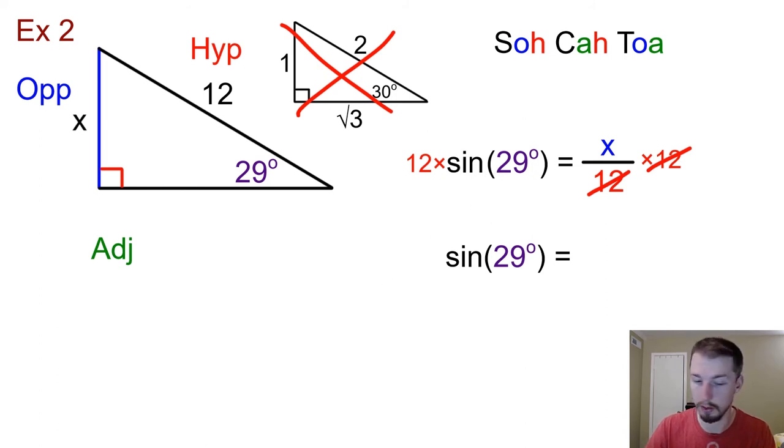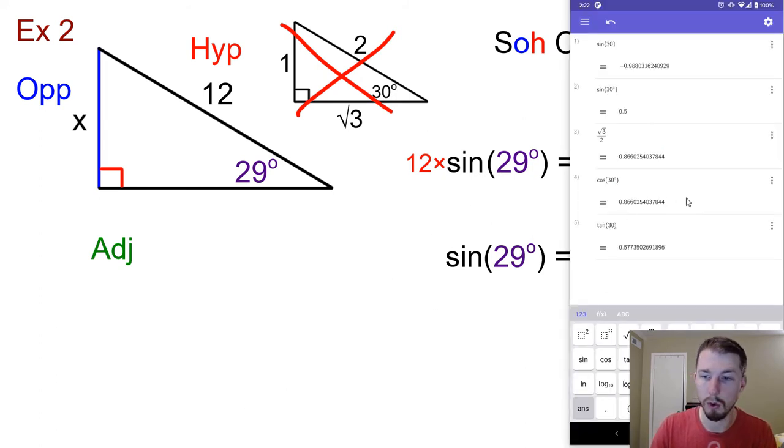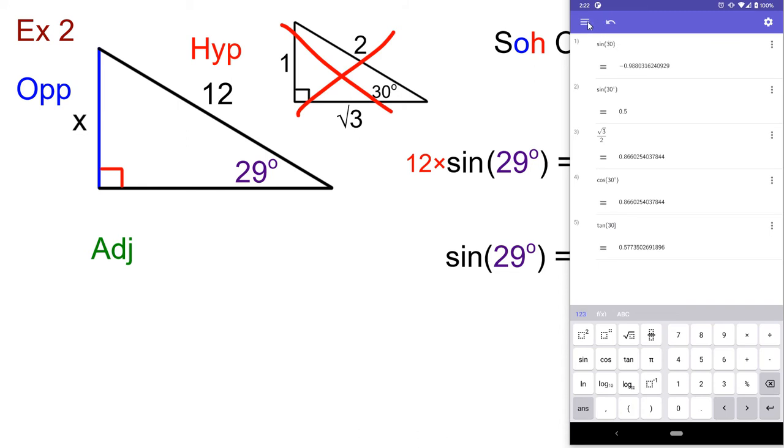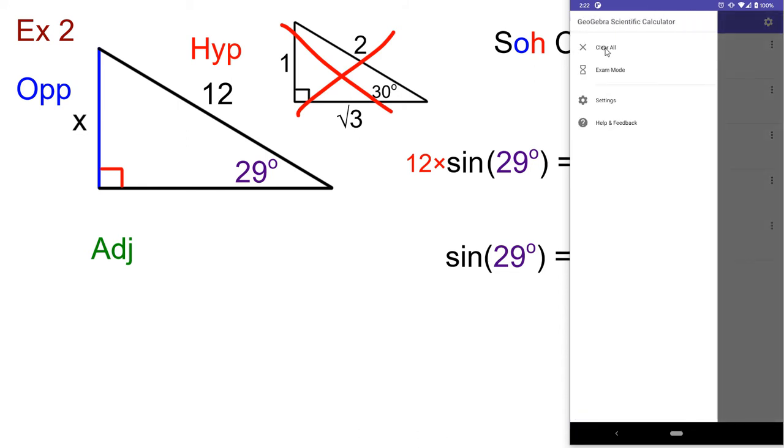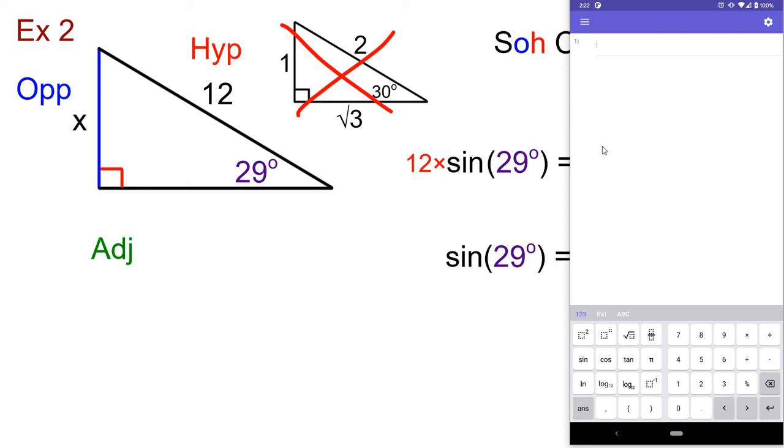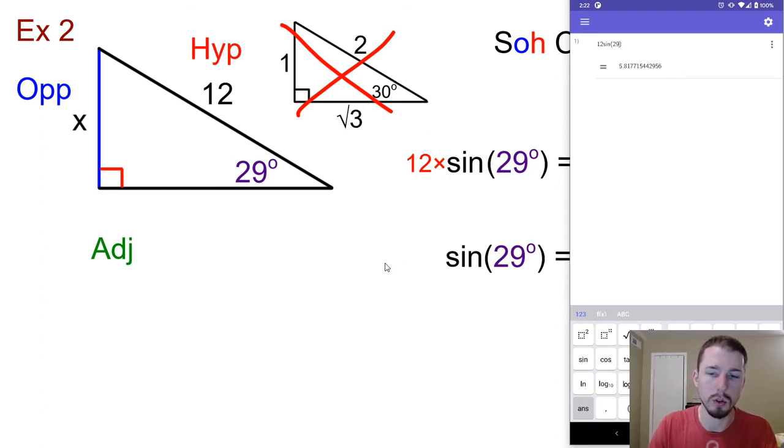So let me pull up my calculator, just like I did before. If you want to get rid of all this stuff, I think you can clear all. Yeah, just hit clear all. It's pretty simple. All right, so I'm going to type in 12 sine of 29, and that's going to give me 5.8. We'll just use 1 decimal point.